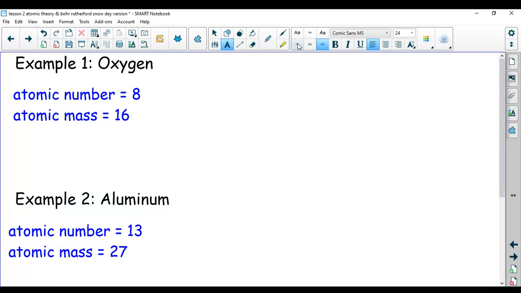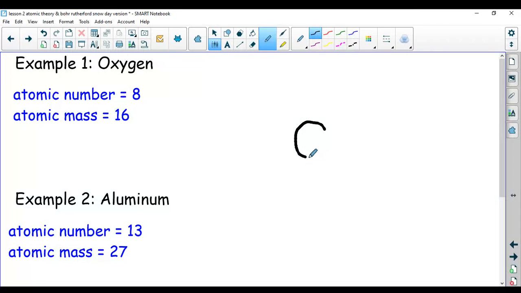So when I go to do my diagram, the first thing I'm going to do is start by drawing my center. So my center is going to be my nucleus. So there's my nucleus, and I know it has 8 protons because it has an atomic number of 8. And then I'm going to say 16 minus 8, which is also 8, and I will have 8 neutrons. So I always do the center first, my nucleus.